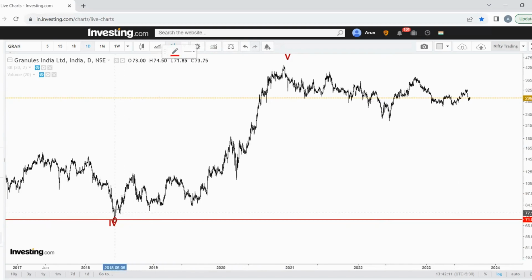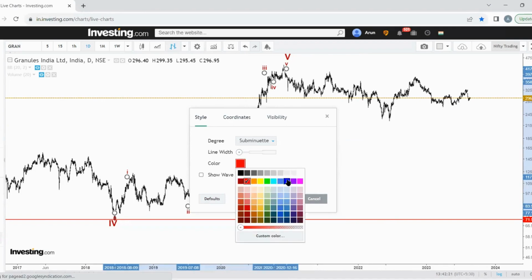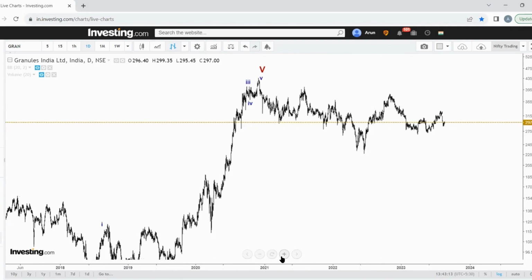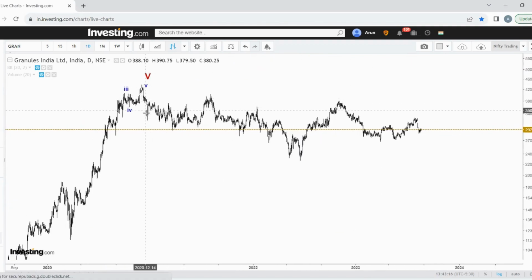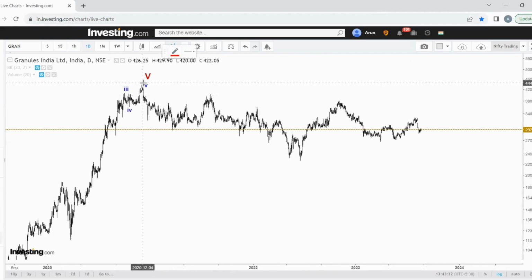Let's check. 1, 2, 3, 4, 5. A 5-wave impulse has been completed. Let's count this correction. So A, B, C, A, B, C, and A, B, C. So W, X, Y. Okay. W, X, Y.